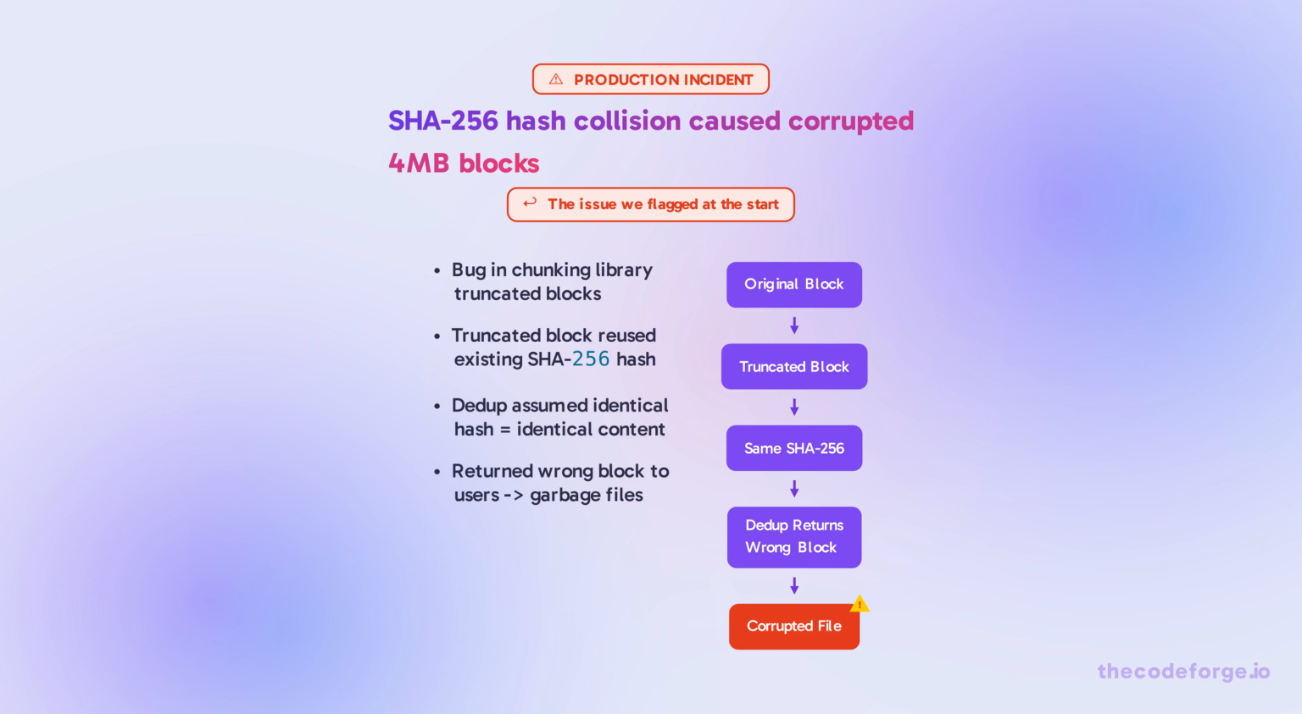This is the same issue we highlighted at the start. Here's exactly why that happened. A bug in the chunking library truncated blocks and reused existing hashes, so 2 different blocks produced the same SHA-256. The deduplication layer assumed identical hashes meant identical content, so it returned the wrong block to users, causing file corruption.